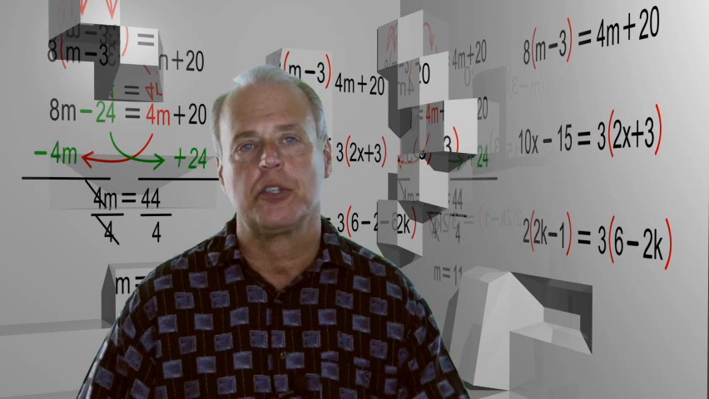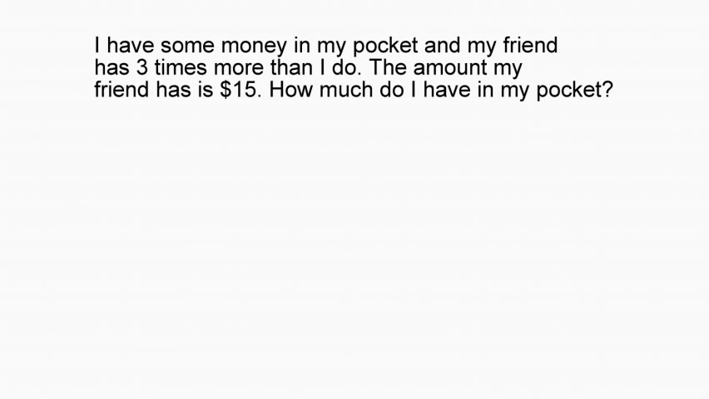Okay, what if I had this situation? I have some money in my pocket, and my friend has 3 times more than I do. The amount my friend has is $15. How much do I have in my pocket? When I write this out using math symbols, you can see that I'm given one of the pieces and the answer, and the other piece is missing.